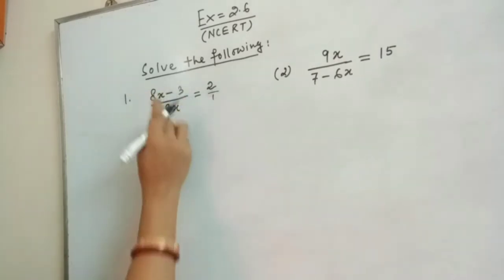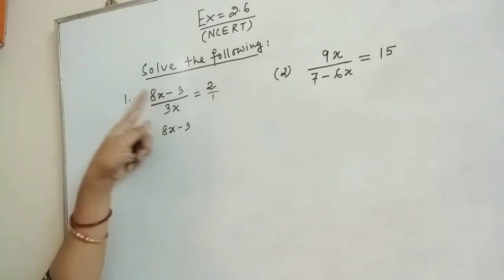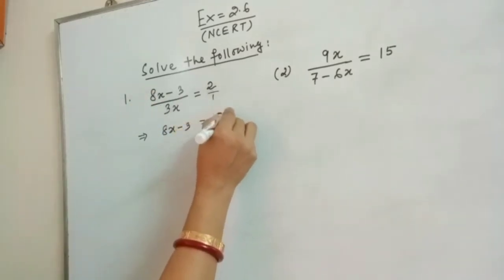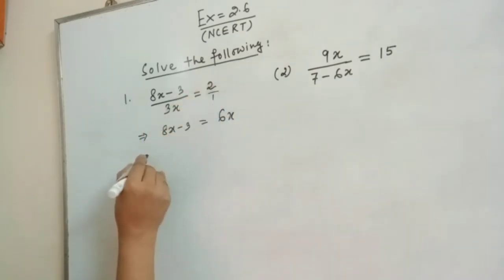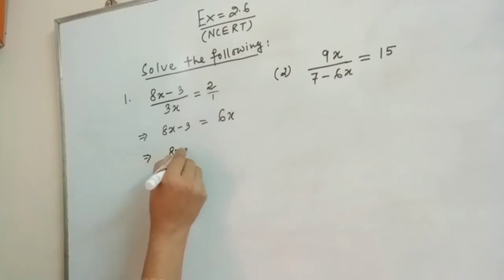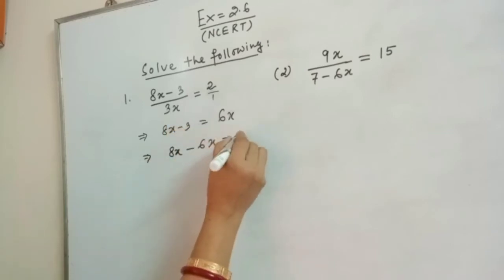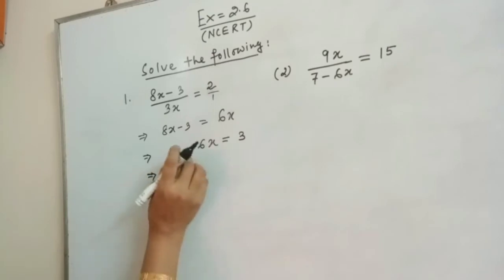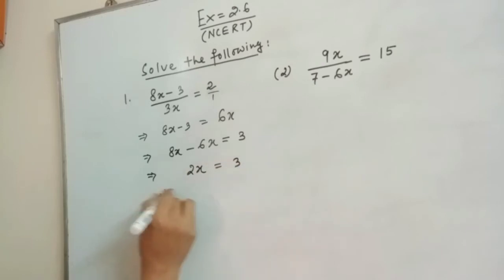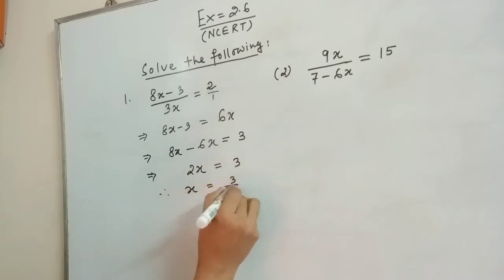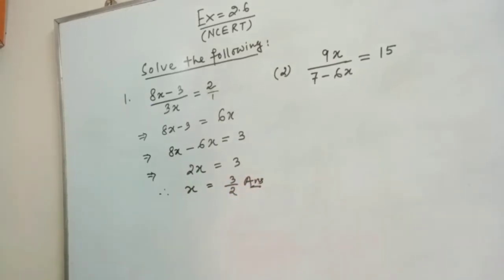So 1 into (8x - 3), you will multiply by 1, 8x - 3 equal to 2 into 3x, it is 6x. You can write directly also 6x. 2 3s are 6, 6x. Now transposing, 8x - 6x, and the constant number you are shifting from the left side to the right side, it is 3. Now 8x - 6x is 2x is equal to 3. Therefore x is equal to 3/2. Understood? Next question is question number 2.